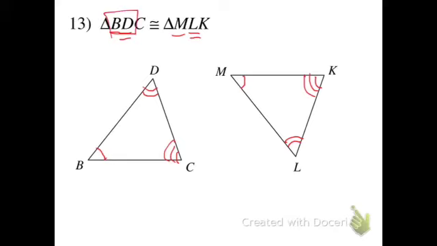Between B and D, I'm going to put a mark, and that matches up with M and L. So I'm going to put my single slash there. And then between D and C, I'm going to put my 2 marks. And so on my other one, between L and K, I'm going to put my 2 slashes, my 2 tick marks. And the last side, you just put the 3 marks, and you're all done.